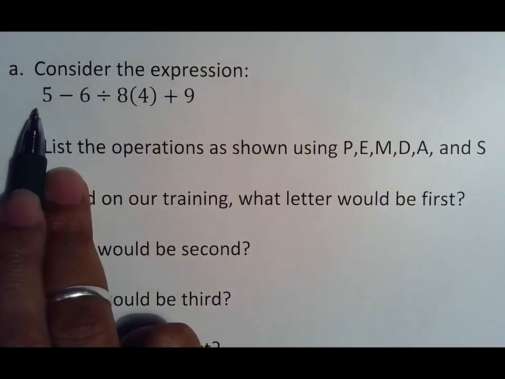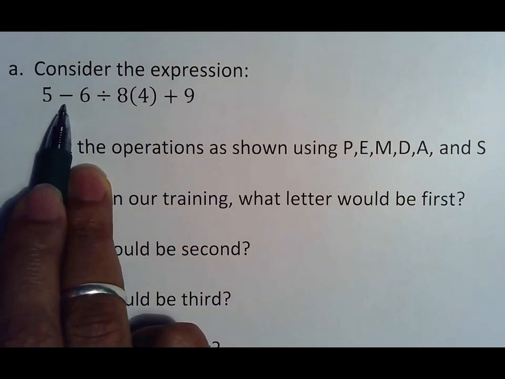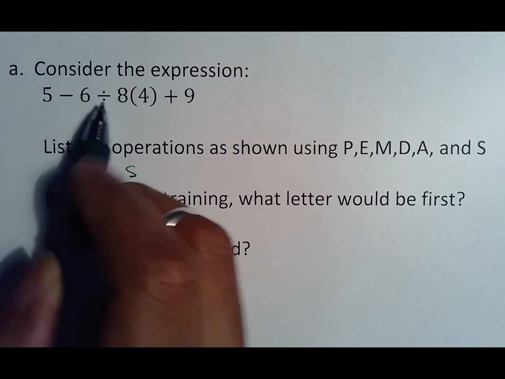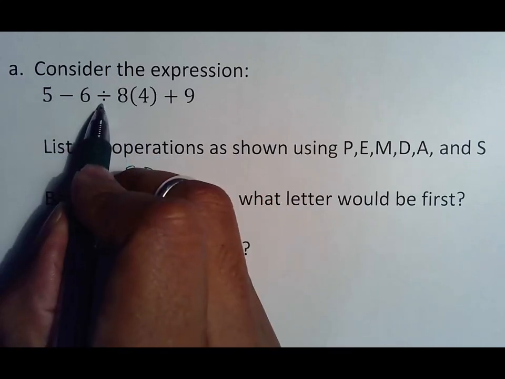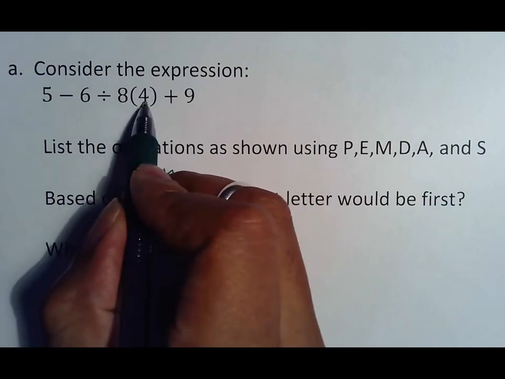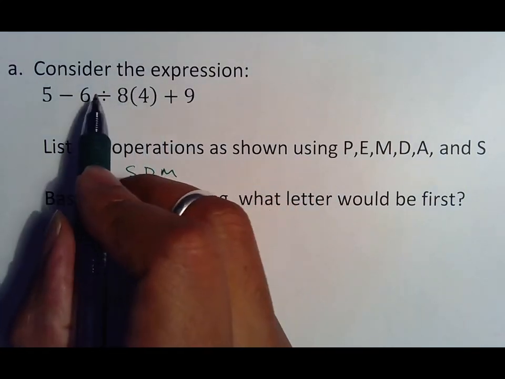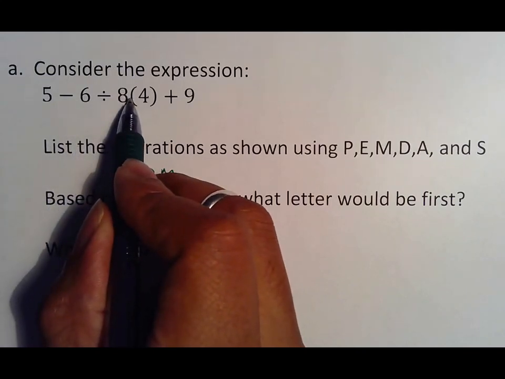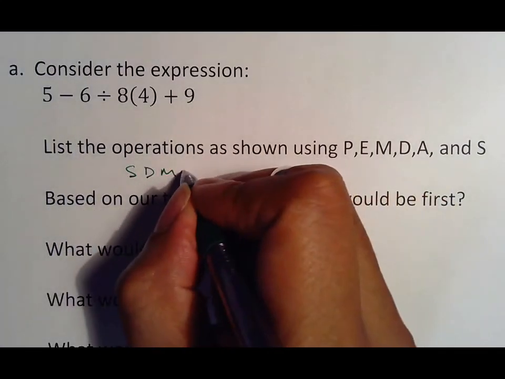So what you do is you read this thing and say, what's my first operation? My first operation is S, subtraction. After subtraction is D for division. After division that's multiplication. That is not parentheses because there's nothing on the inside. So again, subtraction, division, multiplication, and addition.